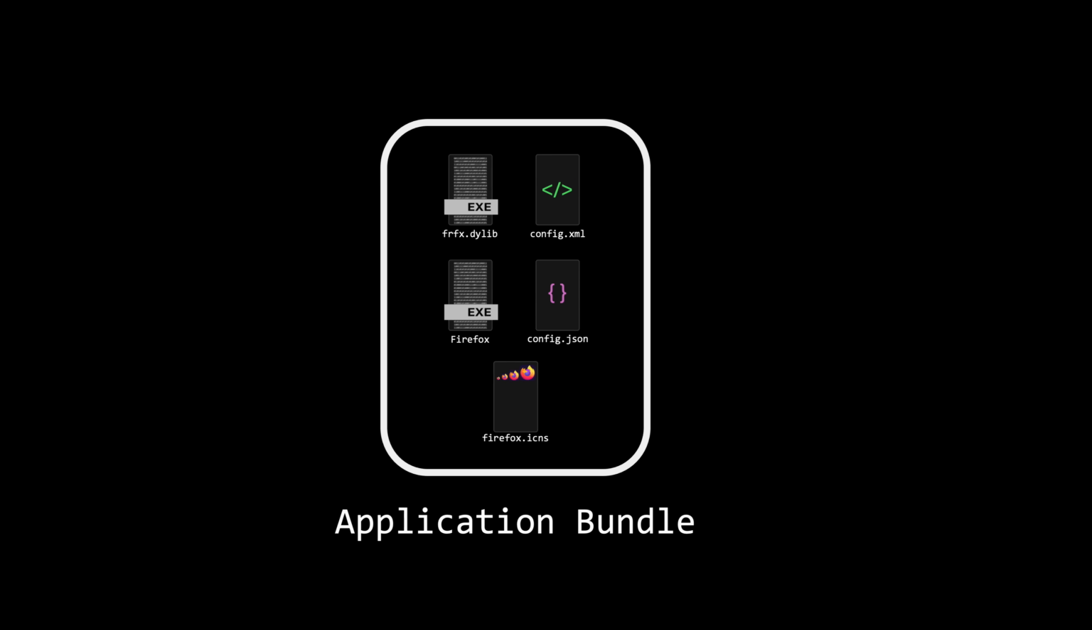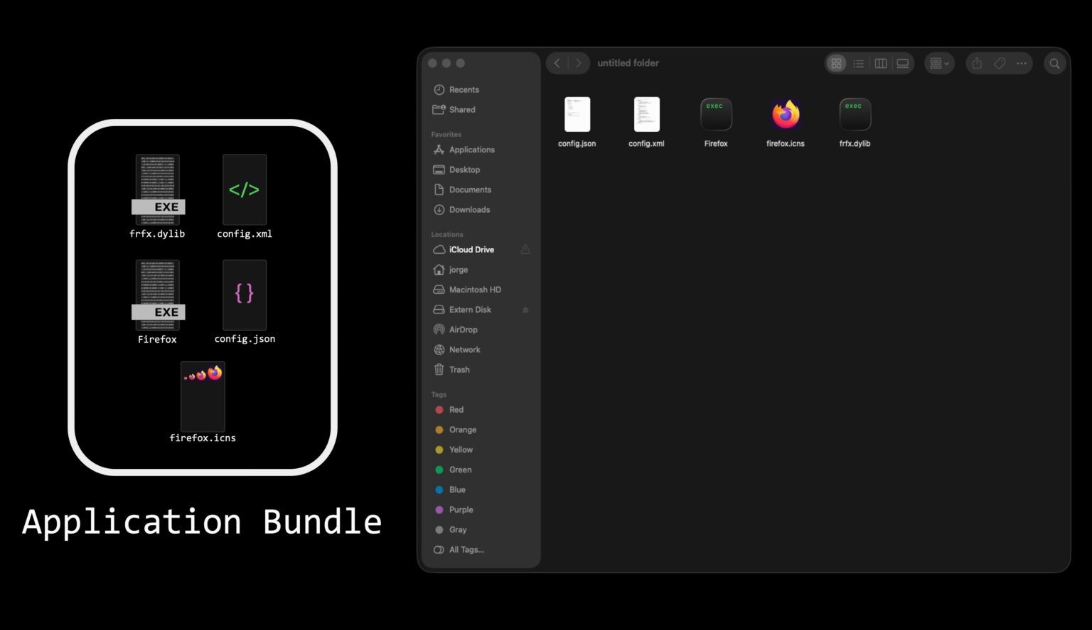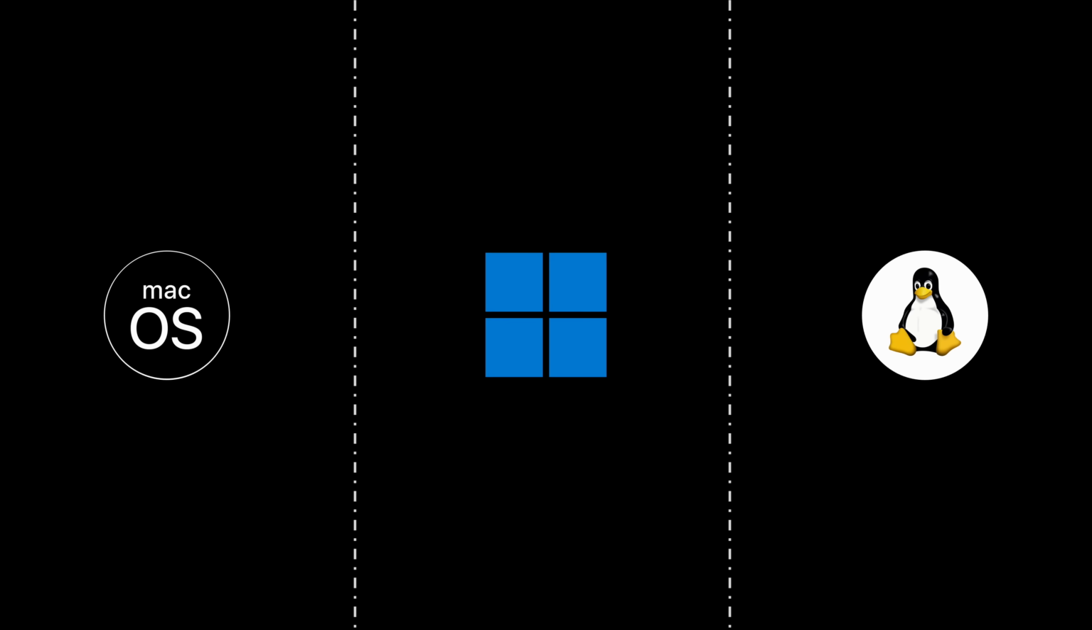The problem is that if we simply put the executable, icons, libraries, and configuration files next to each other, they would all appear individually in the File Explorer. And of course, this raises an important question. How does the operating system know which specific icon to show for each specific application? Well, it turns out that this depends entirely on the operating system.